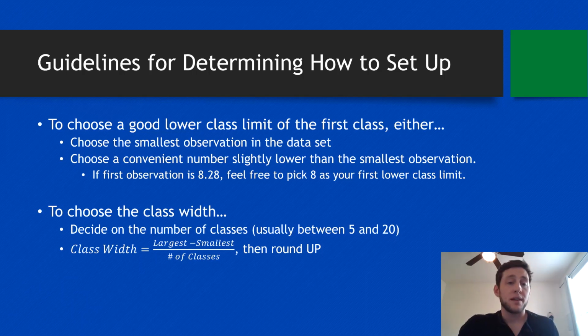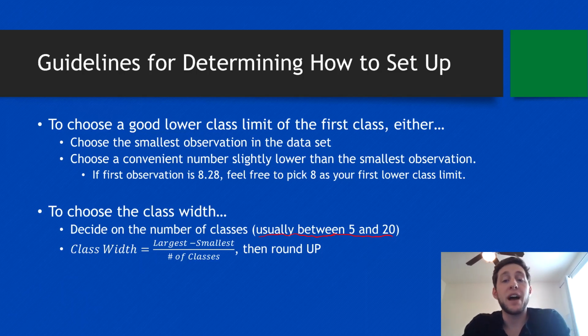Now, by the way, the same goes for a good upper class limit as well: pick something that is either your highest or something conveniently above. But maybe most importantly, how do you choose a good class width? Well, first off, decide on the number of classes you want. So once you have a good lower class limit, choose the number of classes that you want.